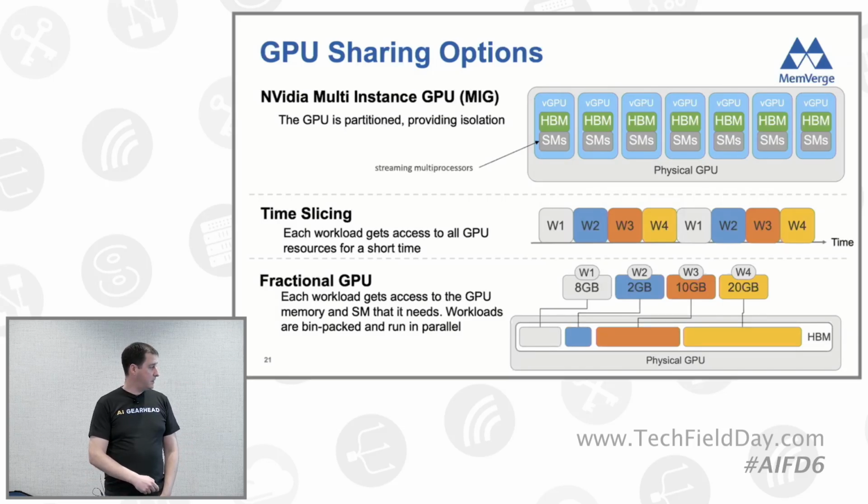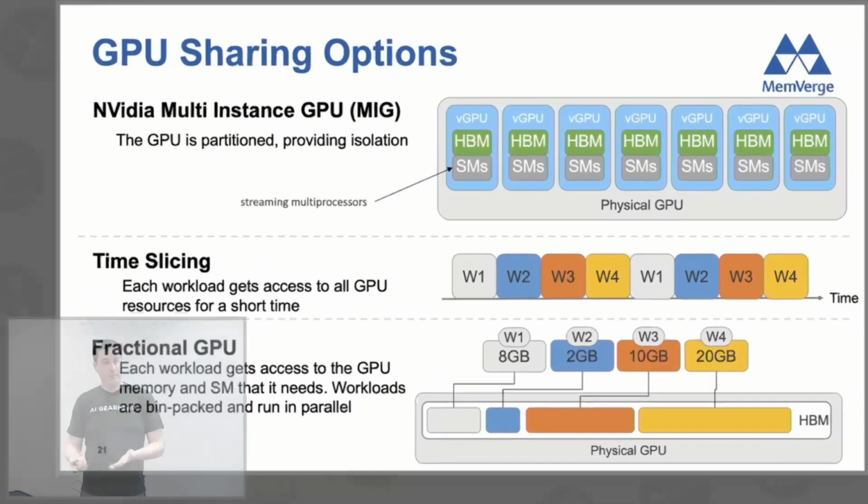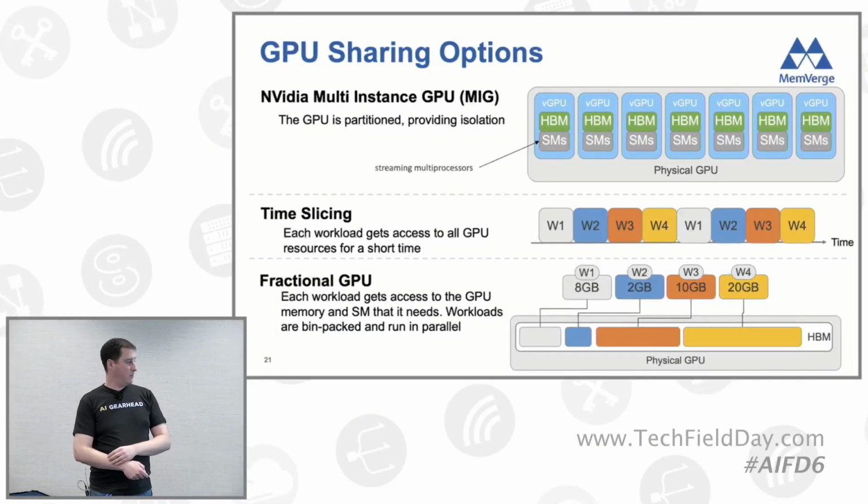And finally, this is one that we've put together: the fractional GPU. This is one that NVIDIA doesn't give you out of the box. Rather than do time slicing, where you may not be using all of the compute and all of the memory, we can effectively bin pack all 4 workloads onto the same GPU, assuming they all fit in terms of memory and compute. So workload 1 only needs 8 gig, workload 2 needs 2, workload 3 needs 10, and workload 4 needs 20. So I can easily fit that onto an A100 or something with 80 gigs.